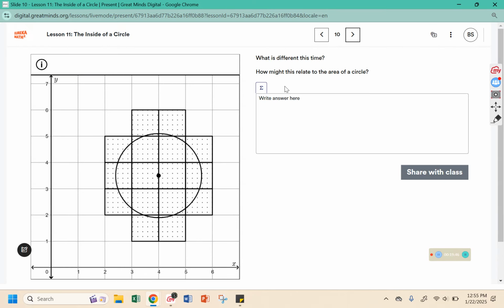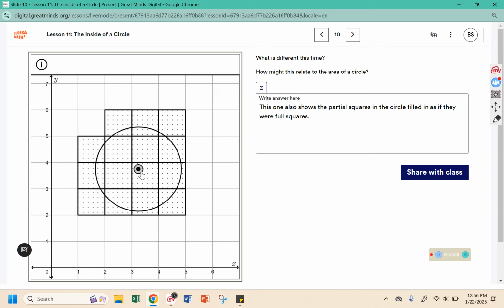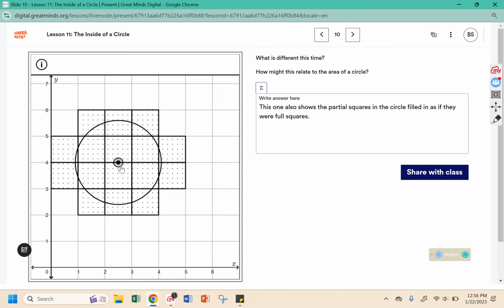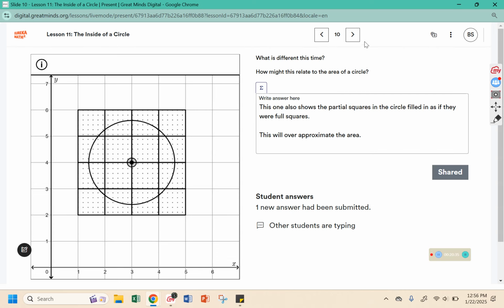It says, what is different this time? How might this relate to the area of the circle? Well, this one includes the partial squares filled in as well. How might this relate to the area of the circle? This will over-approximate the area because we have additional space outside of the circle.